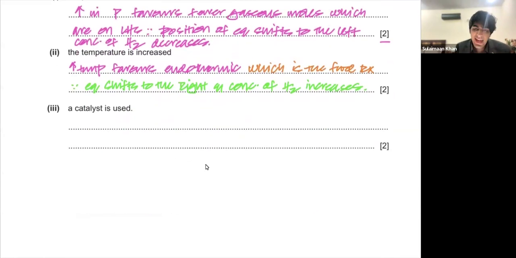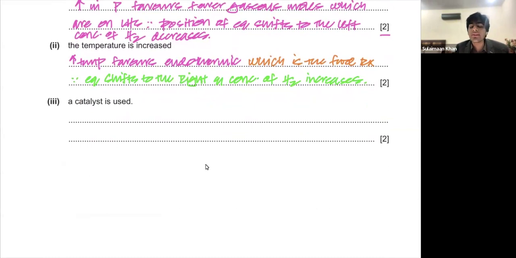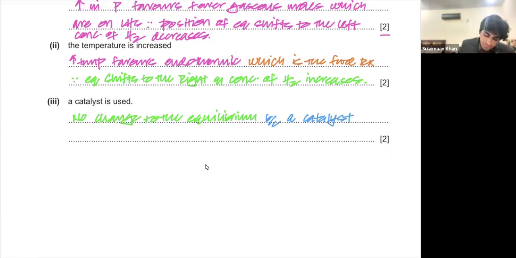Moving ahead. A catalyst is used. Remember, what does a catalyst do? Does a catalyst have an effect on the position of equilibrium? No, it does not. A catalyst only increases the rate of reaction. So there's going to be no change to the position of equilibrium. Now, if I just write no change to the equilibrium, it's a 2 mark question, so I'll only get 1 mark. I have to add something. Why is there no change? Because a catalyst does not affect the position of equilibrium.